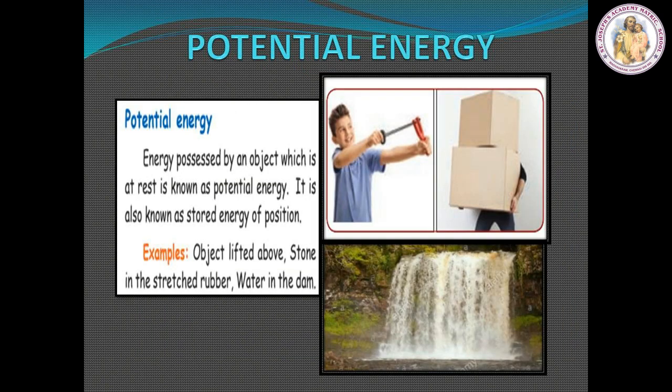Next one is potential energy. Energy possessed by an object which is at rest is known as potential energy. It is also known as stored energy of position. Examples: object lifted above, stone in the stretched rubber, water in the dam.